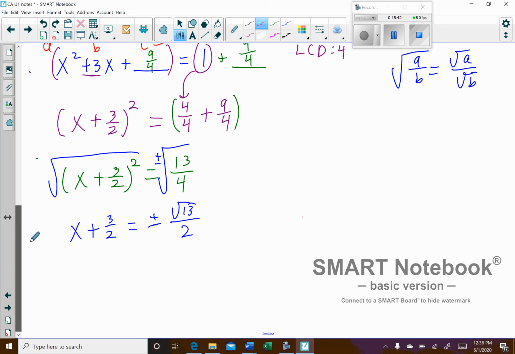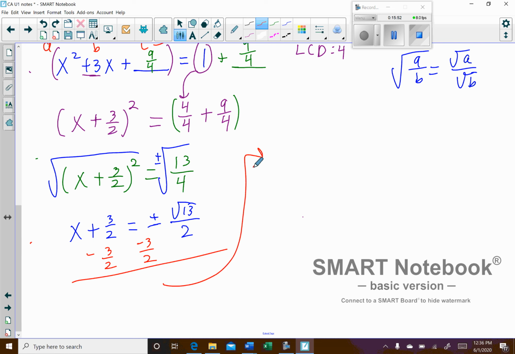The next part we're going to do is subtract 3 over 2 from both sides. I'll write this up here so we can see everything on the same screen. And so that will cancel out here, and I'm going to be left with x equals negative 3 over 2 plus or minus the square root of 13 over 2.